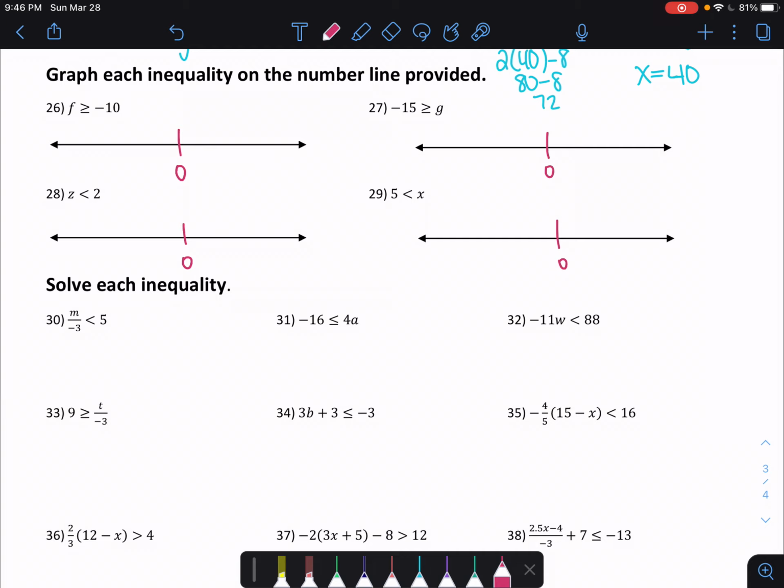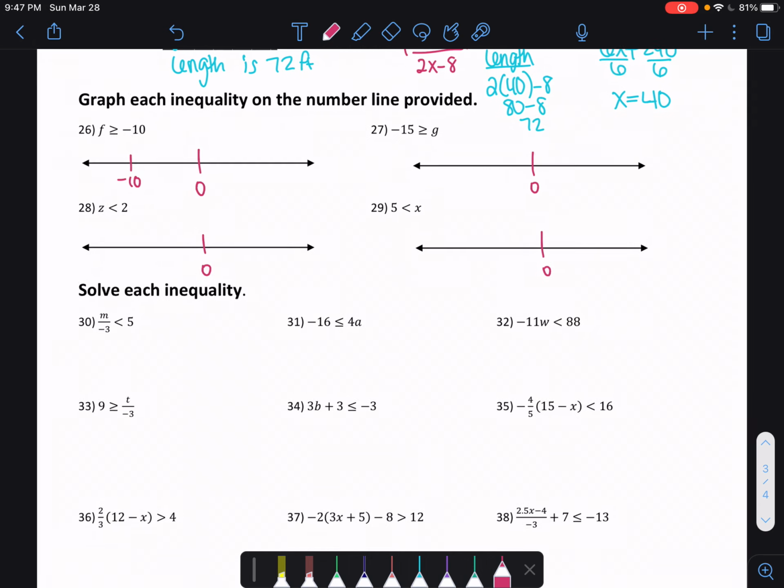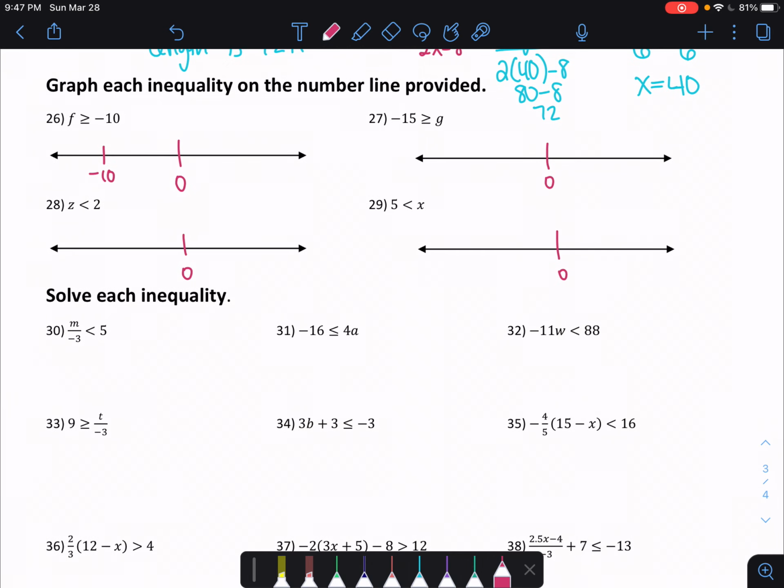So -10 would be to the left of 0. You do not have to do the individual tick marks, counting to 10. All you have to do is show me which side of 0 it belongs on. I'll put it right here in the middle.